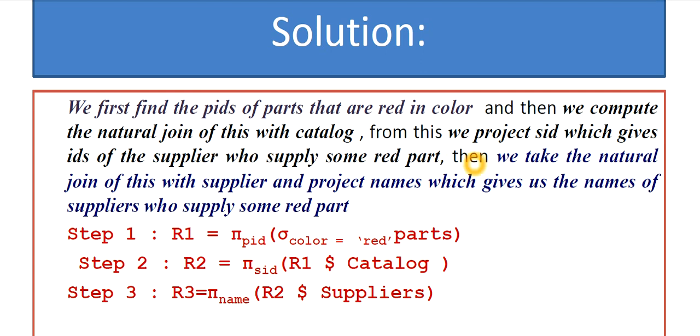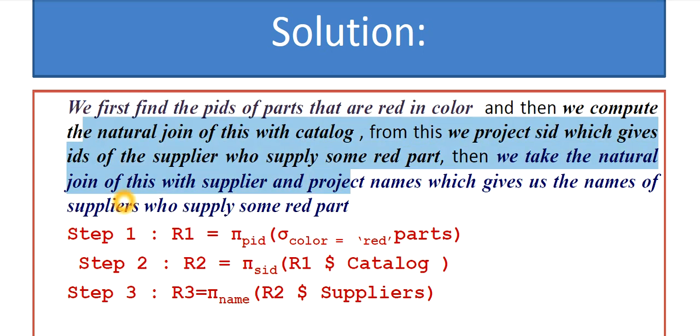Then we will take the natural join of this with supplier, as we need the names, not the IDs. So IDs we already have. If we find the natural join of the result with the supplier table, then we'll find the names. So we take the natural join of this with supplier and project names, which gives us the names of the suppliers who supply some red part. I hope this is clear to you.